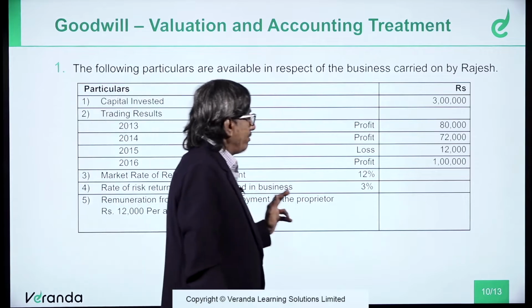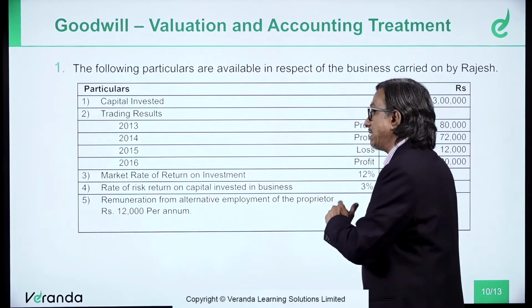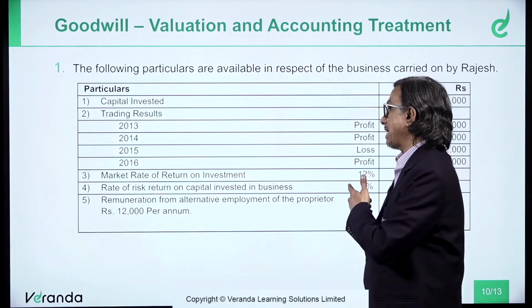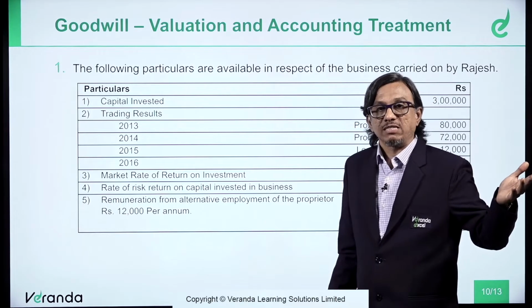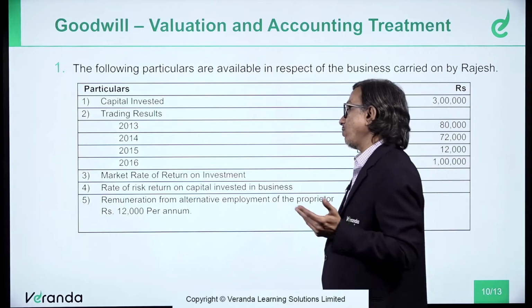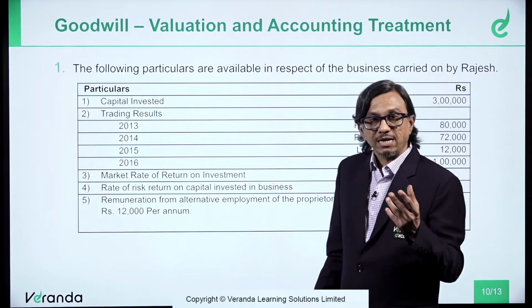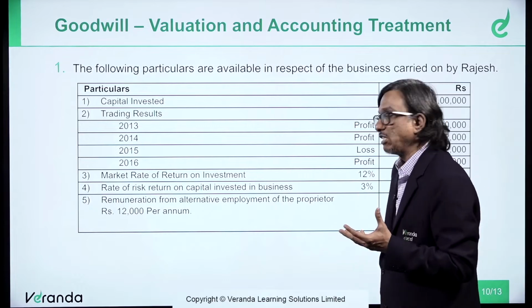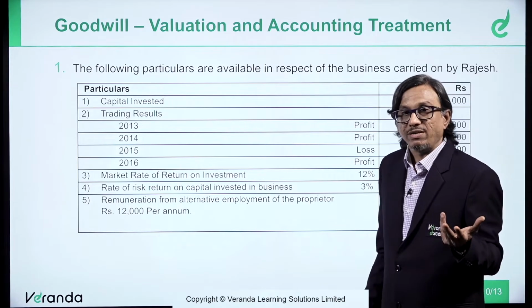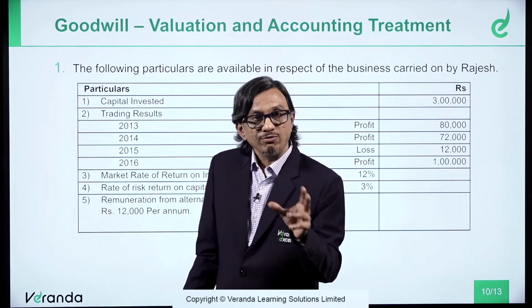Remuneration from alternative employment of the proprietor if not engaged in business. See, Mr. Rajesh was actually working in some other business, it seems, some other company. He was getting a remuneration of 12,000 per annum. So don't worry about the numbers. It is just to understand the concept. 12,000 per annum means what? 1,000 per month. Whoever is getting salary 1,000 per month nowadays. But we don't bother about the numbers. Focus on the concept.